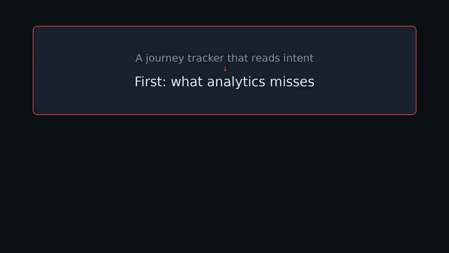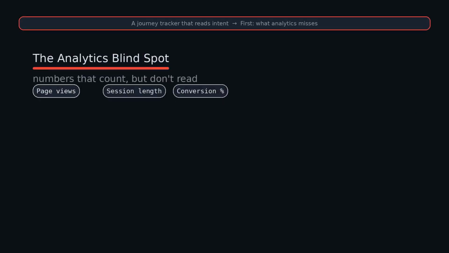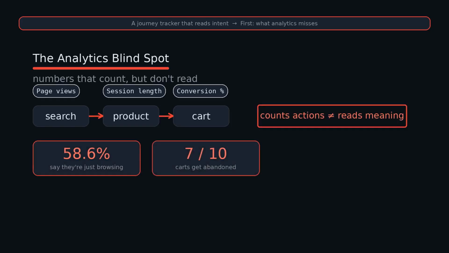So, what does a store actually know about a visitor? Plenty of numbers: page views, session length, a funnel chart that says search, then product, then cart. But here's the blind spot: those numbers count actions, they don't read meaning. More than half of shoppers say they're only browsing. 7 out of 10 carts get abandoned.